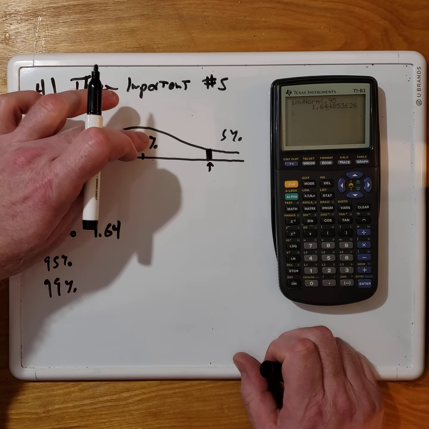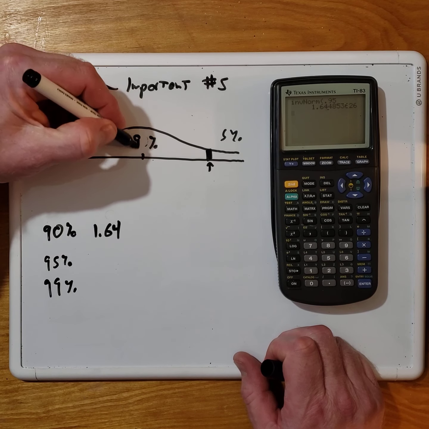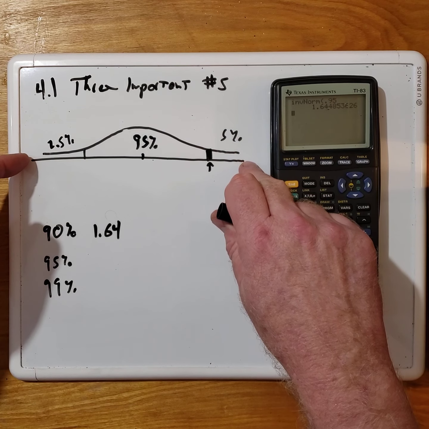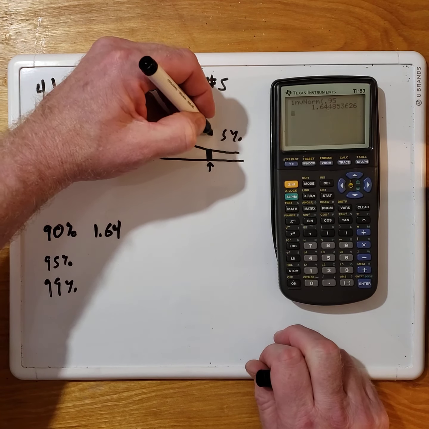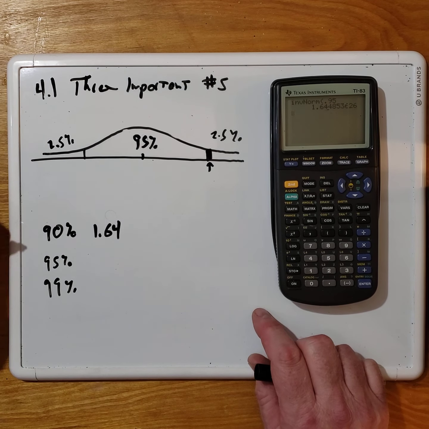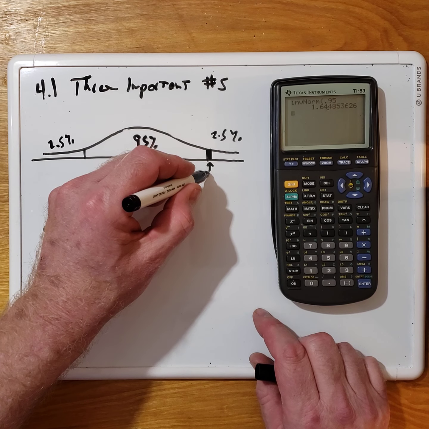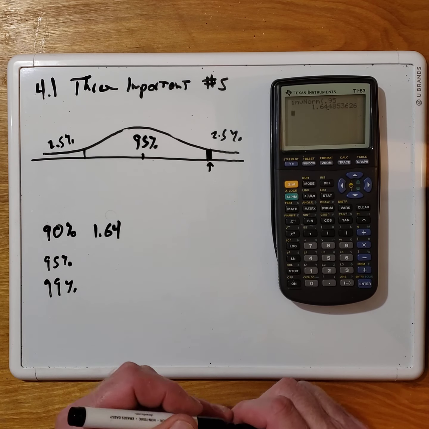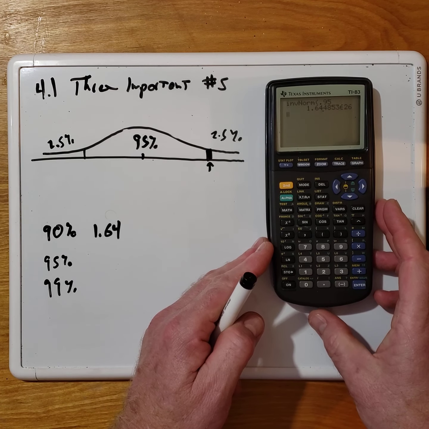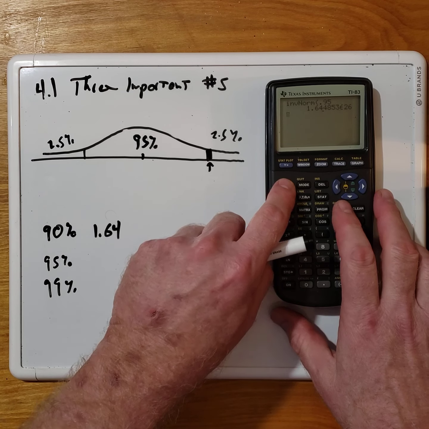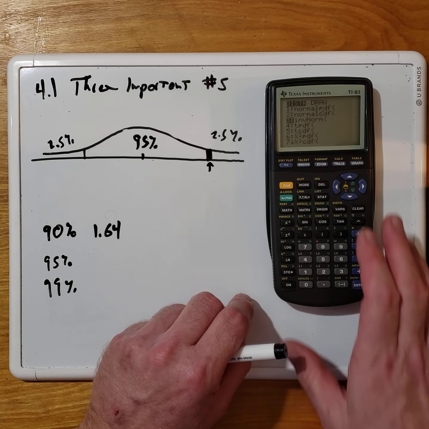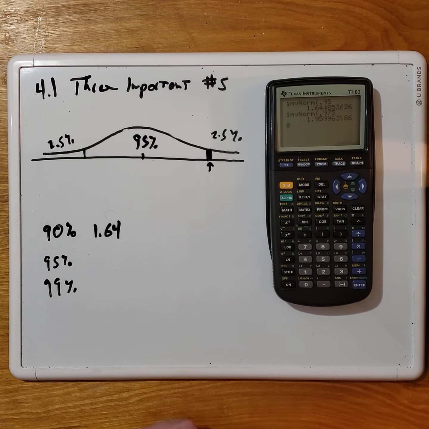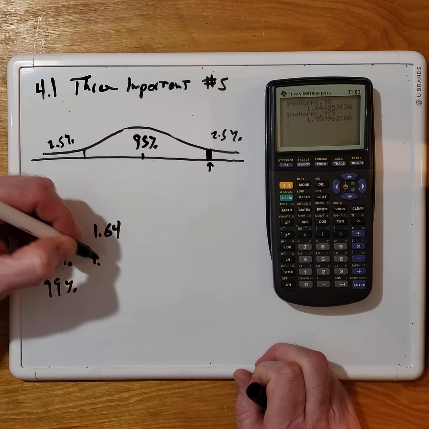So let's take a look at that. If we need to capture the middle 95%, that means we're leaving 5% outside, so 2.5 at the bottom and 2.5 at the top, which makes this the 97.5%, or the 97.5 percentile. So we go back to our distribution, inverse norm, 0.975, and it gives us 1.96.